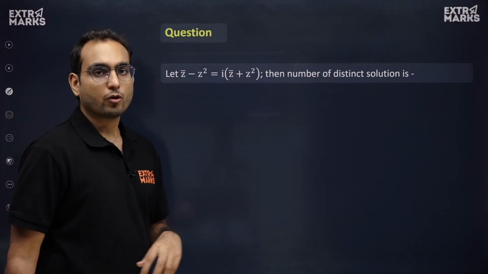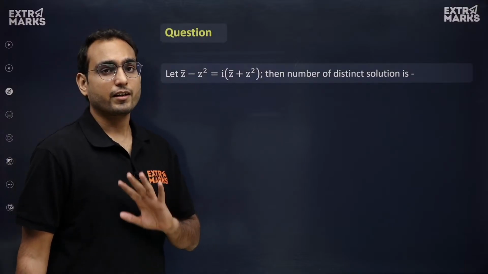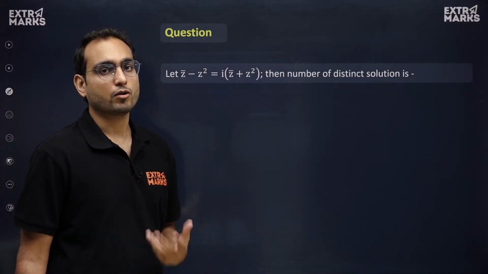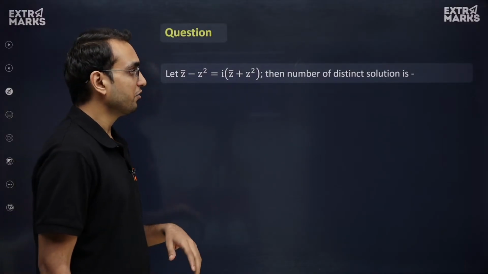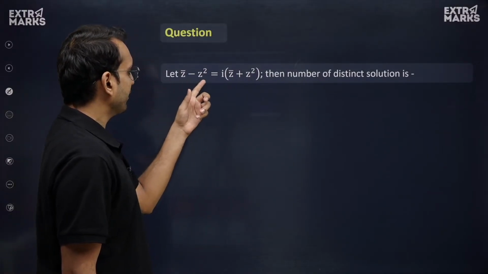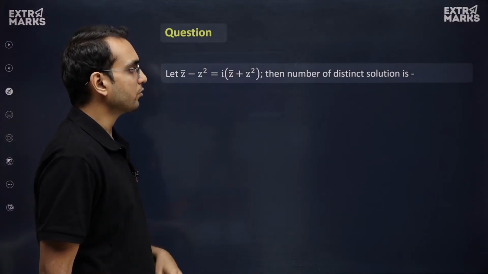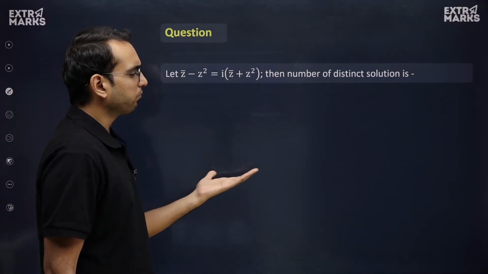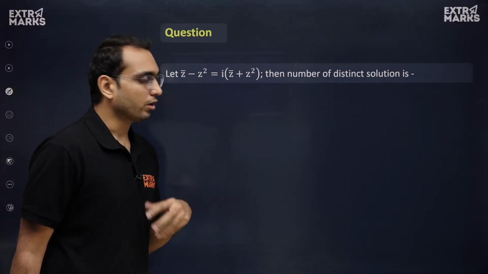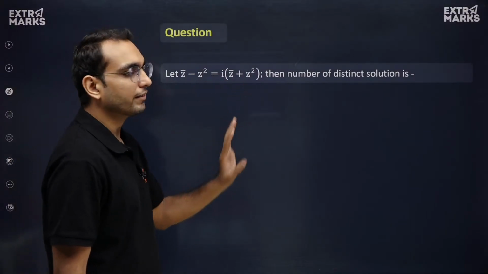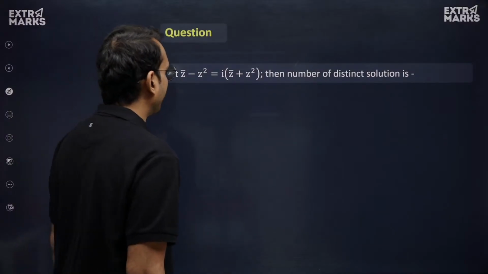Again a question on complex, okay, and every time we have seen that in advanced there is more than one question for complex because complexes actually have a more weightage than any other chapter. So z bar minus z square is equals to iota z bar plus z square, okay, then the number of distinct solution is. So maybe this is an objective, maybe this is subjective, it depends because what the students have given us the question is something like this, right? So the main thing is we have to solve that. So let's start solving that.